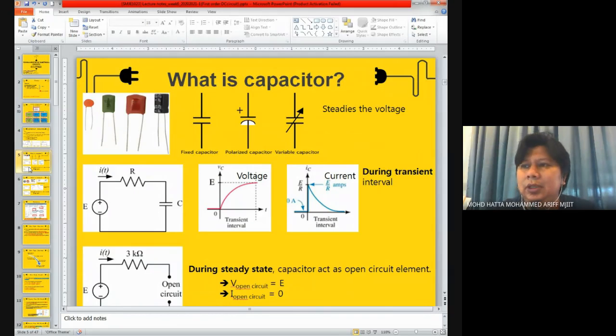What is a capacitor? This is the symbol of a capacitor. We have a fixed capacitor, which looks like this, a symbol of a polarized capacitor, which has polarity on the capacitor, and also the symbol of a variable capacitor. The physical look of a capacitor is something like this, with units labeled as microfarad, nanofarad, something like that. So that is the capacitor. I think everyone knows about this.